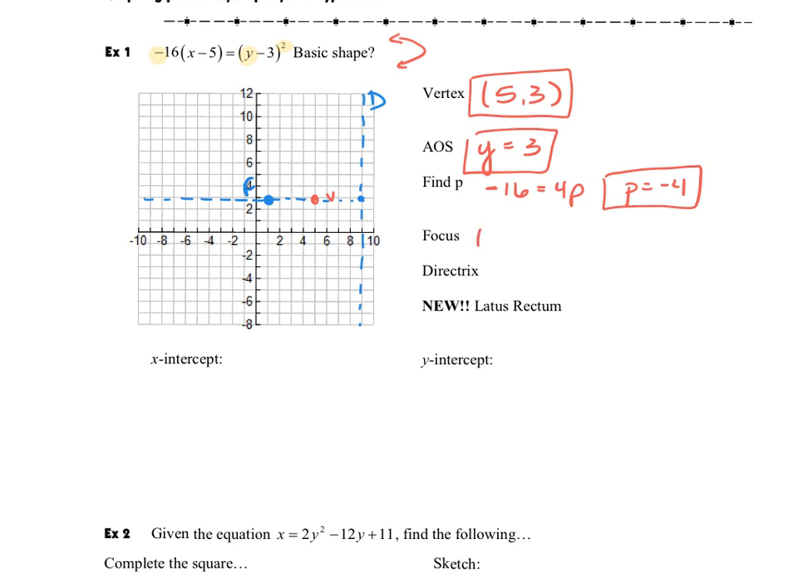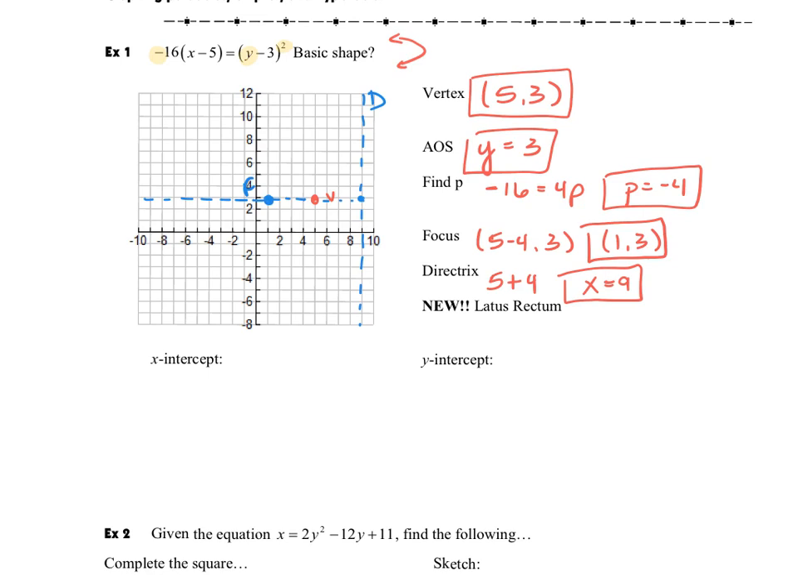My focus is going to be the x coordinate from my vertex, and then I'm subtracting that 4, and the y value is going to stay the same. So the actual ordered pair is the point (1, 3), and if you look at our graph, that is in fact what we plotted. The directrix is going to be the x coordinate from the vertex, and this time I'm going to add, because I'm going in the opposite direction, that p-value, which will give me a directrix of x equals 9. Again, that matches my graph.